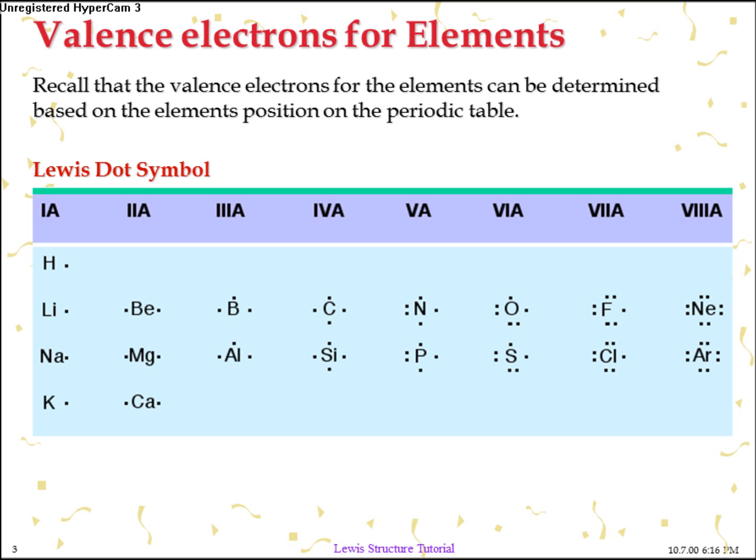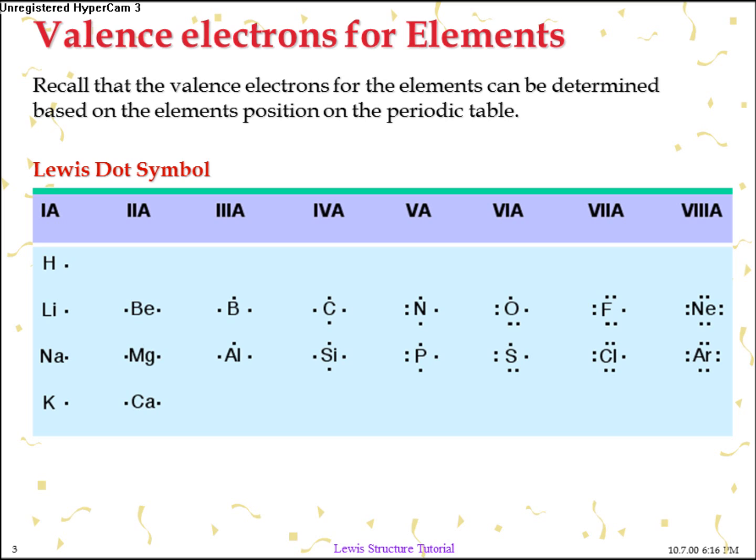But what you see here is in column 1A, hydrogen, lithium, sodium, and potassium, all there with one dot representing one valence electron. Very easy concept to remember. Valence electron, dot. They equal each other. 2A, same thing. All those elements have two dots on either side.